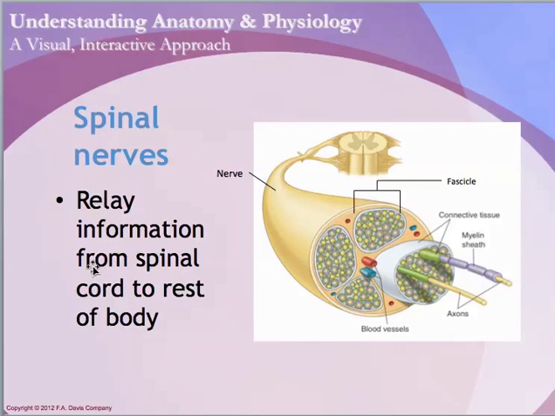Spinal nerves we just talked about, and those are just, in general, a group of nerve fibers encased by connective tissue. What they actually do is relay information from the spinal cord to the rest of the body. So we were just talking about those coming off of the dorsal and ventral root here, and it's a mixed fiber. So it has sensory and motor neurons in it, so it can conduct impulses towards and away from the spinal cord.